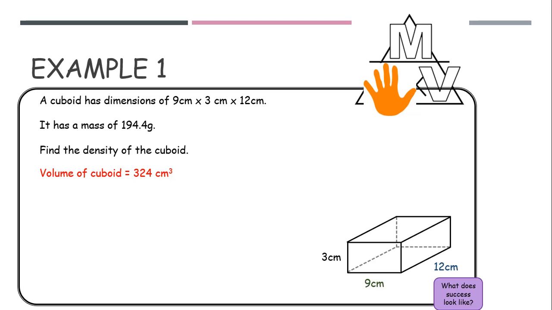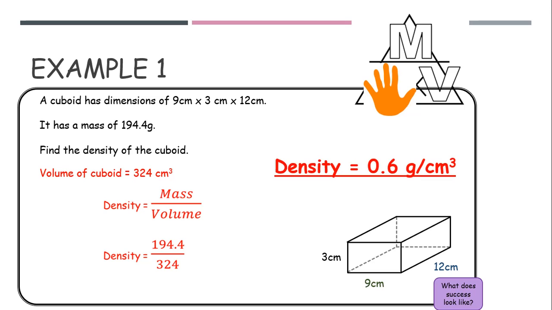So we get the volume of the cuboid, and you already have the mass. You can simply substitute and you get the density as 0.6 grams per centimeter cube, right? The unit counts for one mark, guys. Please make sure that you have written your units.